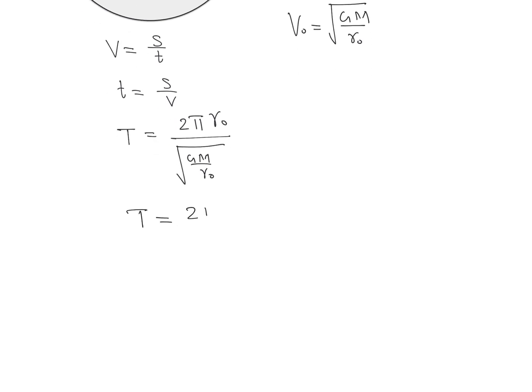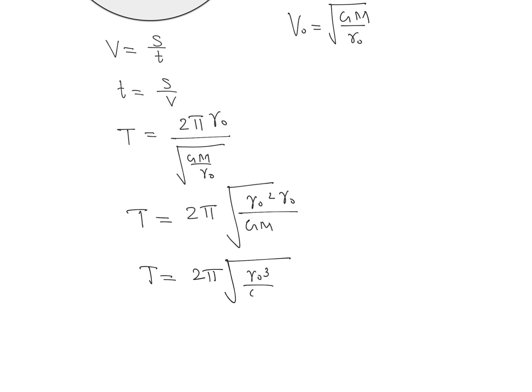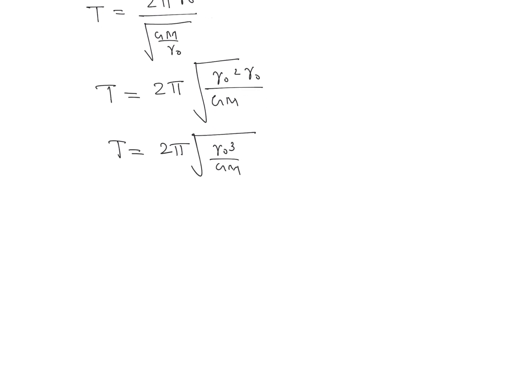This is equal to 2 pi into under root of, if I take this r naught inside the root, we get r naught square divided by GM, and this r naught will come in the numerator. So we get the equation for time period: T is equal to 2 pi into under root of r naught square into r naught, which is r naught cube divided by GM. This is the equation for time period. If you would like to find the value of time period, we can use this equation.